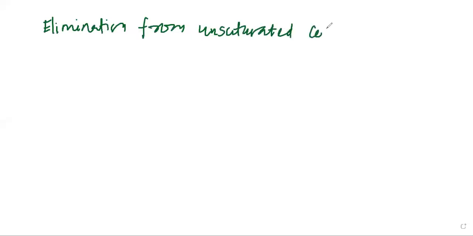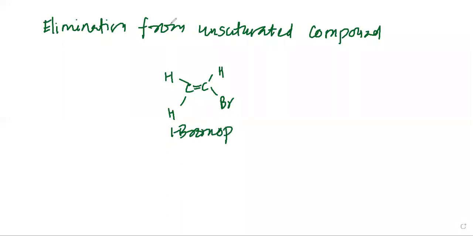Now, my dear students, we are going to study something very interesting about elimination from unsaturated compounds. Suppose we have a compound C double bond C, then we have H and H, H and Br, which is known as 1-bromoethene. Let us say 1-bromoethene.